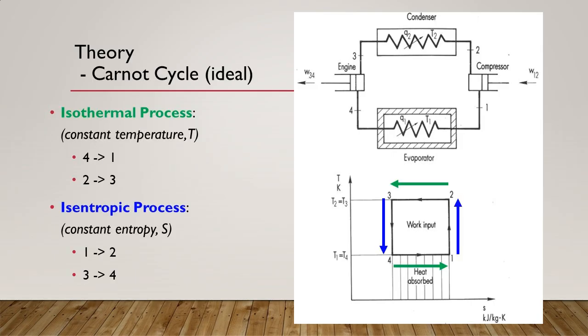Heat Q1 is extracted at the constant temperature T1 per kg of working substance, an isothermal process 4:1 as shown in the diagram. The heat Q2 is rejected at constant temperature T2 per kg of working substance, an isothermal process, that is constant temperature. The refrigeration cycle is completed by an isentropic, that is constant entropy, compression 1:2 and an isentropic expansion process 3:4.